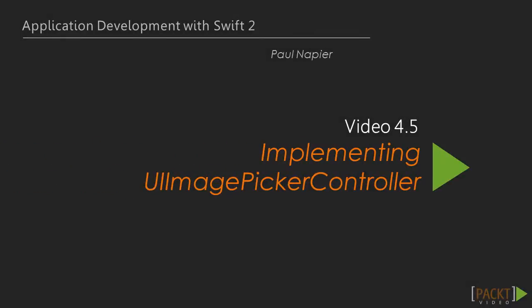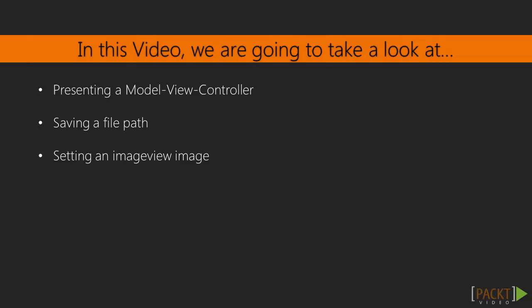In order to get access to our images, we're going to implement UIImagePickerController. In the previous video, we learned to work with delegates and notifications using NSNotification. In this video, we're going to look at how we present a view controller modally. Then we're going to look at how we save a file to a file path. And finally, we're going to look at how we set the image view image.